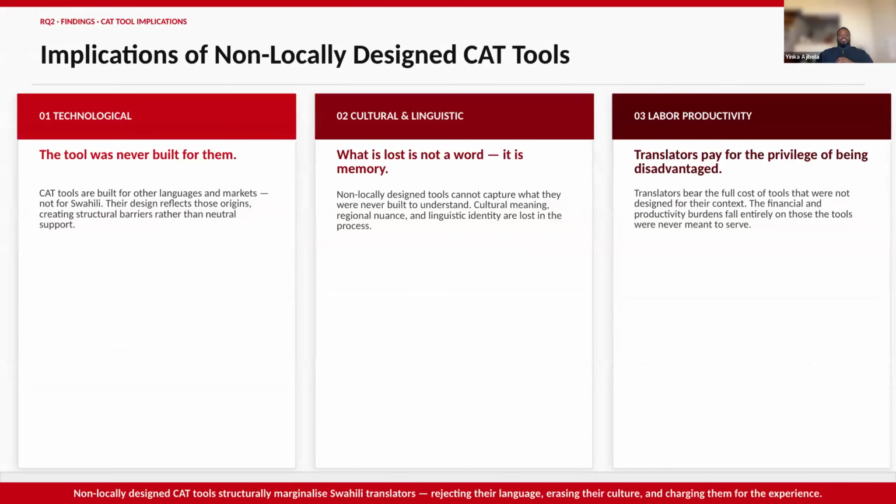So what are the implications of these non-locally designed CAT tools? We know that CAT tools are designed for dominant languages like English, which means Swahili speakers are working with tools that weren't built for them. The cultural meaning gets flattened, expressions lose their depth, and the gaps left behind become the translator's problem to fix. And so, as we can see from this, it reflects existing inequalities and directly transfers costs to the people it was supposed to help initially.